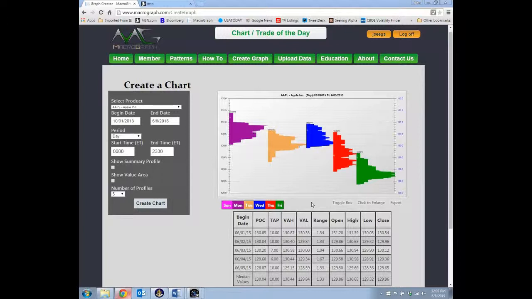You can see that the color codes are noted just below the chart, as well as a spreadsheet that gives you all the data that are within this chart. So let's take a little closer look, get an idea how to recognize the high volume prices.